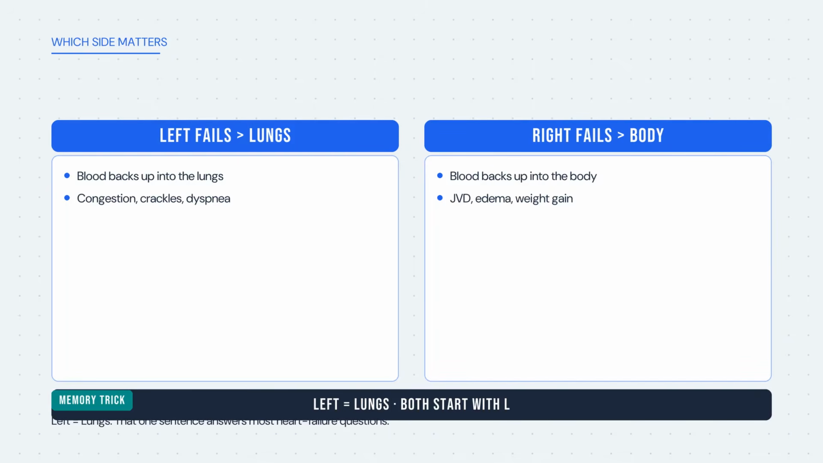Hold on to one thing from that loop. The right side sends blood to the lungs. The left side sends it to the body. So, when the right side fails, blood backs up into the body. When the left side fails, it backs up into the lungs. That single sentence will answer more heart failure questions than anything else in this video. Left equals lungs. Both start with L.